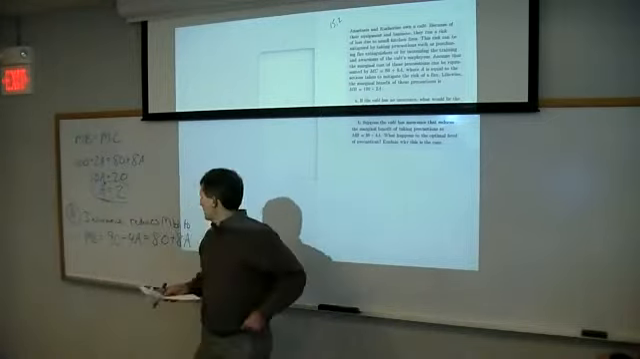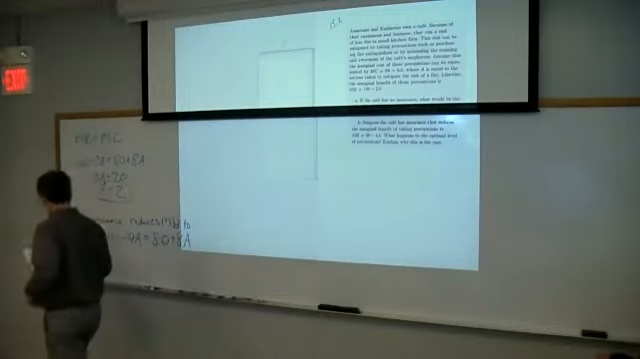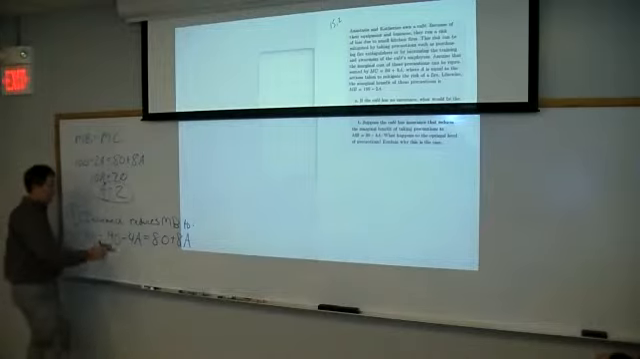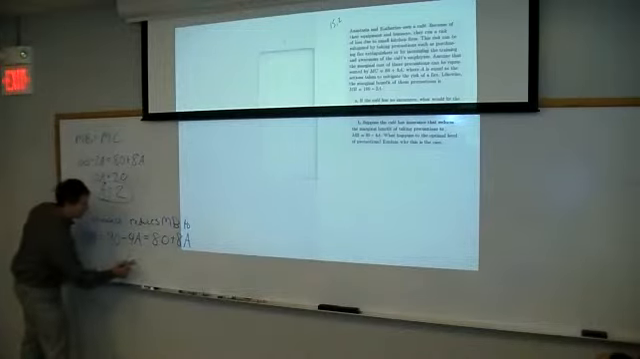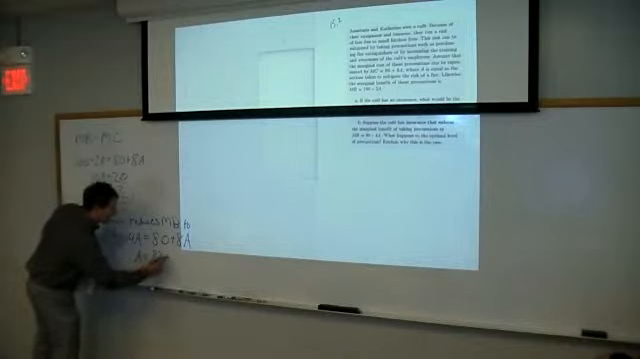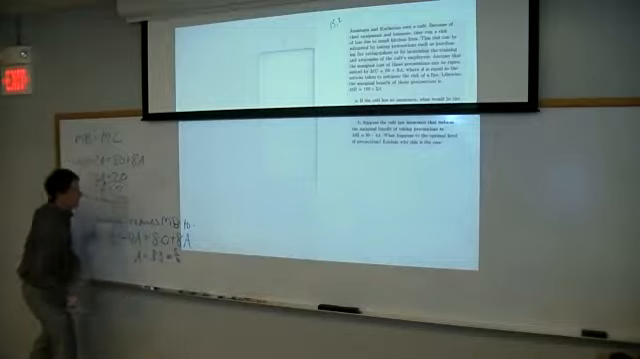What'd you get A down to? 5/6. Anybody pull out a calculator and give me a decimal for that? 0.83. Okay, so we solve for this. A equals 0.83 or 5/6.